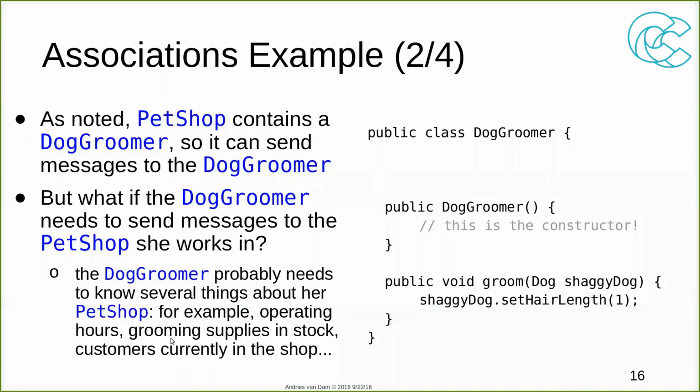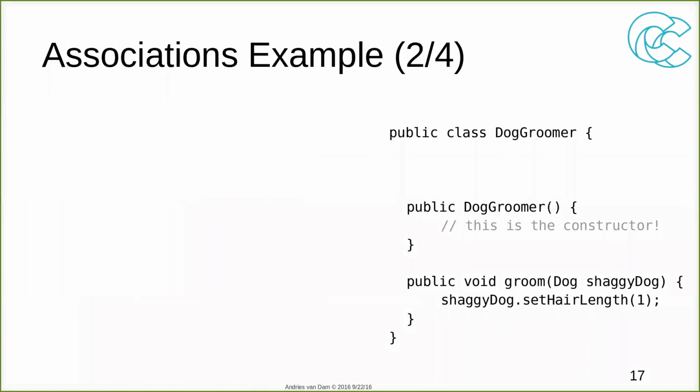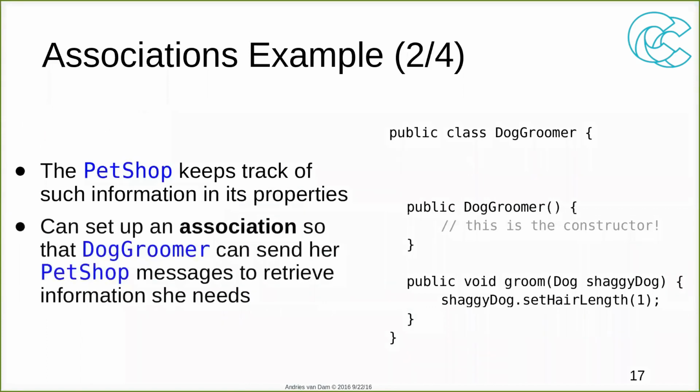So the question that was asked here is, what if the dog groomer now wants to send a message to the pet shop? So pet shop has an instance of dog groomer, but dog groomer does not know about the pet shop, right? At least so far. So in order for the dog groomer to know about pet shop, there has to be an instance of pet shop also in the dog groomer class. So that is what we'll be looking at in the next couple of slides.